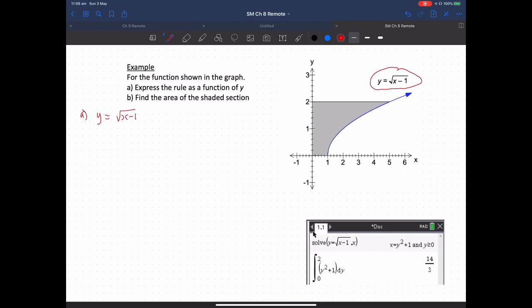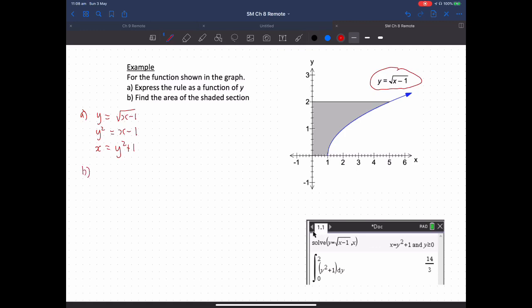So what we're going to do is square both sides. y squared will then equal x minus 1, then add 1 to both sides. That will give us x equals y squared plus 1. We now have expressed a rule where it is a function of y, not a function of x. So now we're going to go on to do part B.